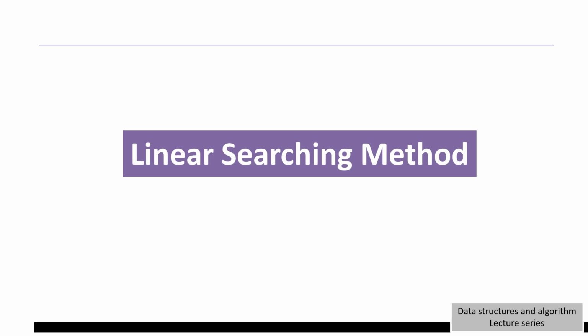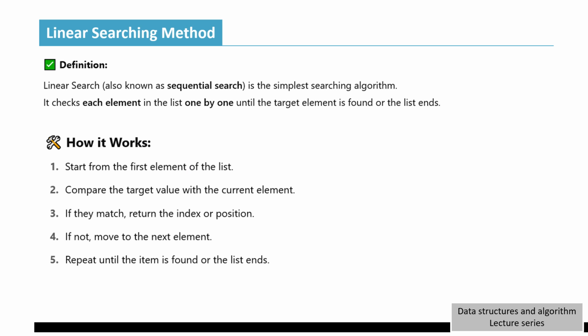Let us begin with the first searching method, the linear searching method. Linear search is the simplest searching algorithm. In this approach, we go through each element one by one, comparing it with the target value.